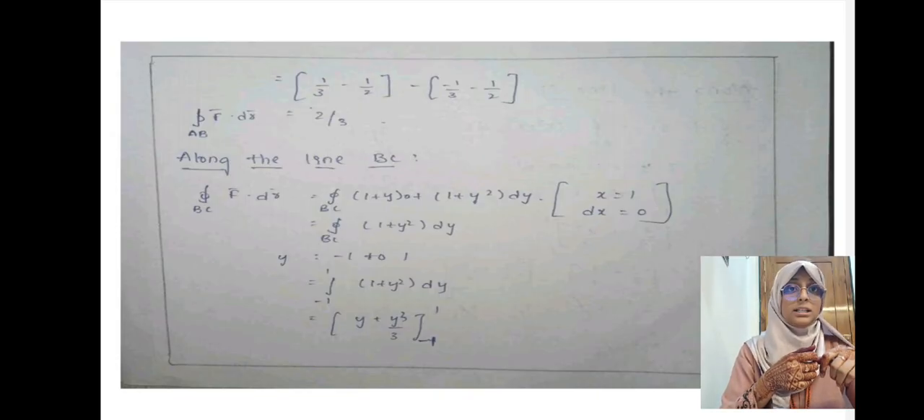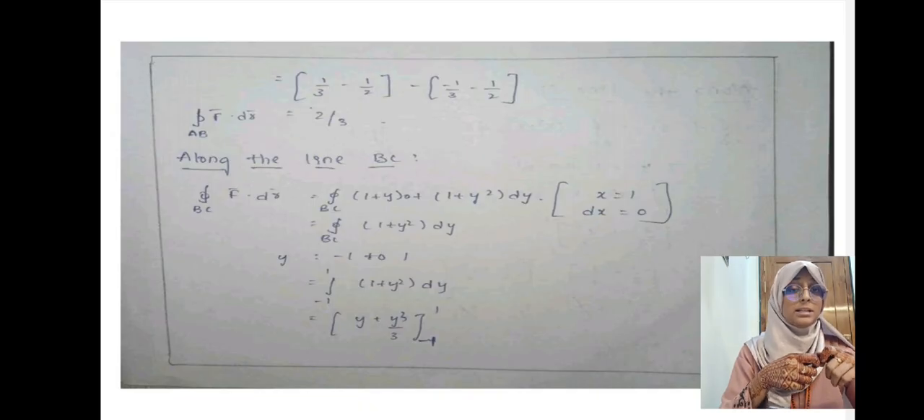Now along the line BC, integral BC of f bar into dr bar is equal to integral BC of (1 plus y) into 0 plus (1 plus y square) into dy. Here x equals 1, dx equals 0, so the x value will become 0. So integral BC is equal to (1 plus y square) into dy, where y is from minus 1 to 1.